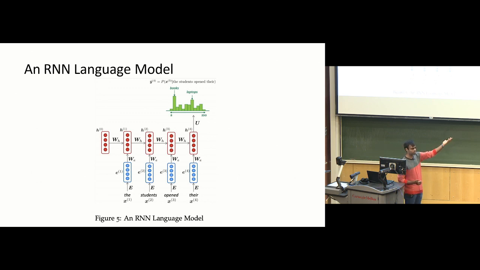Zoo is definitely not, it's low probability, right? The students open their zoo is not correct. So this is how an RNN models a language.